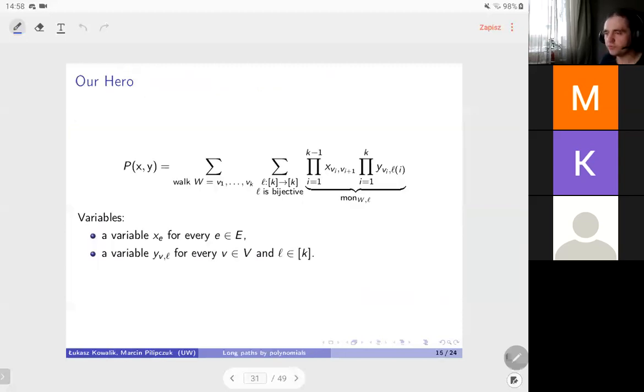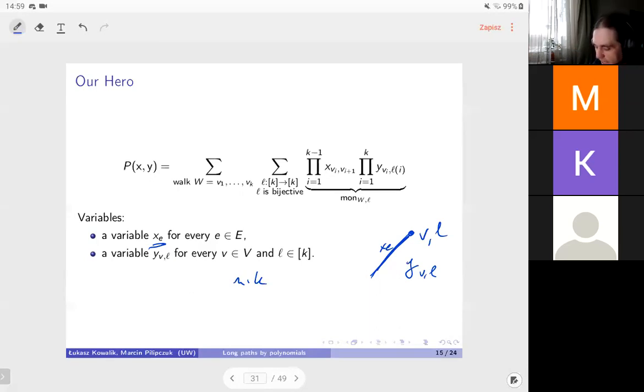Okay, so this is our hero. What are we going to do here? We are going to introduce two types of variables. Every edge will get its own variable, so we have a lot of variables. That's what I said, that we are going to use a lot of variables. So every edge gets its variable, x_e on top of every edge, and now every vertex and every label receives another variable. So this is really n times k variables here, and you can think of the meaning as: this vertex received this label.